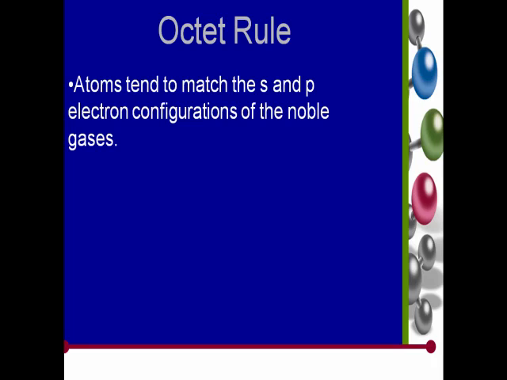Metals are going to lose electrons and form positive ions. Nonmetals are going to gain electrons and form negative ions. A really great example for us to look at is a metal, sodium, and a nonmetal, chlorine, combining together to make a compound. So let's look at the following video clip.